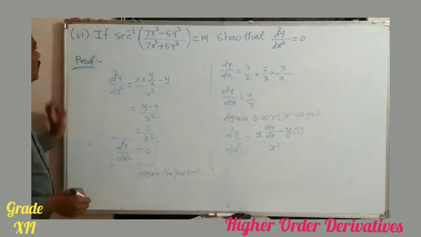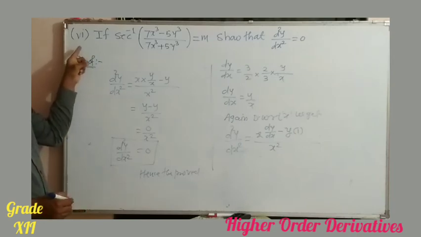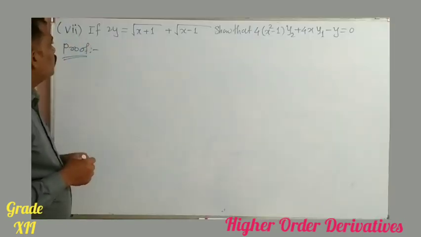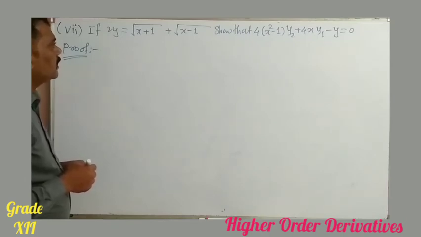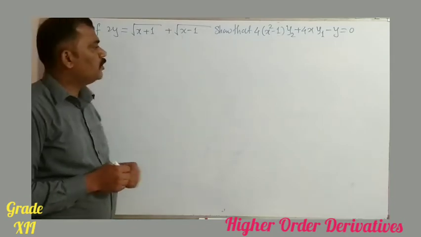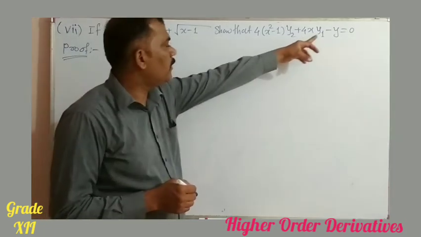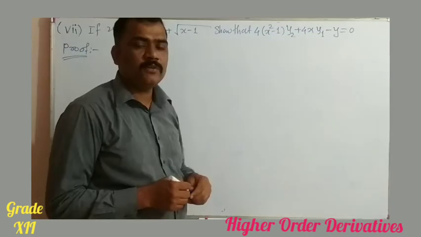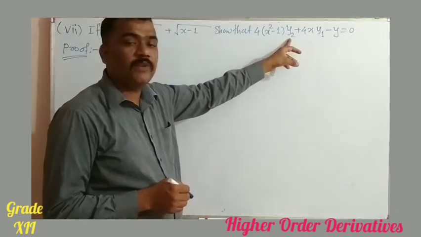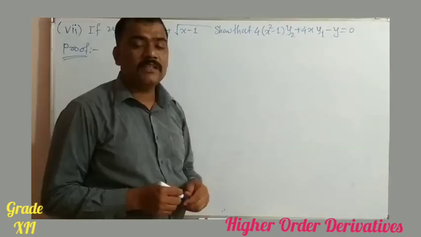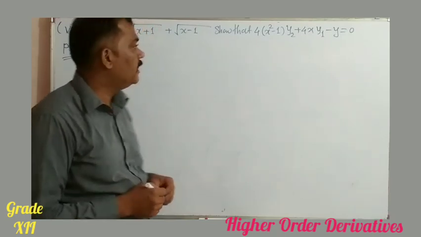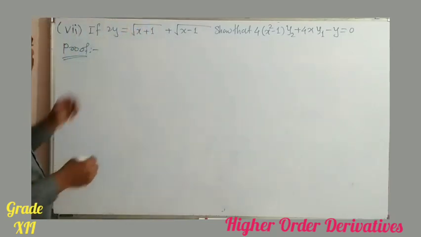Okay, after that we have to discuss example number 7. What is that example number 7? See here. Example number 7 is, if 2y is equal to under square root of x plus 1 plus under square root of x minus 1, show that 4 into bracket x square minus 1 into y2 plus 4x y1 minus y is equal to 0. What is meant by y2? y2 is nothing but the d2y by dx square, the second order derivative. y1 is nothing but the first order derivative, that is dy by dx. Okay, so we have to start with this.